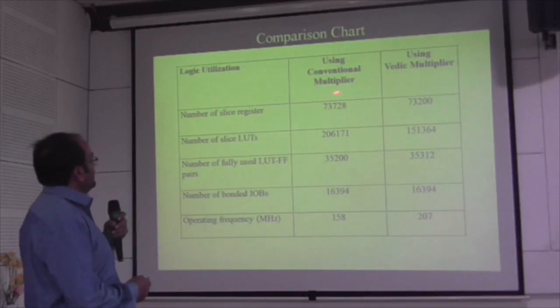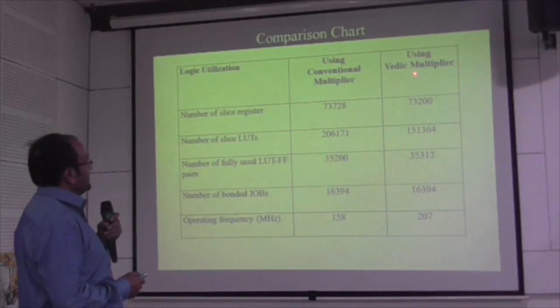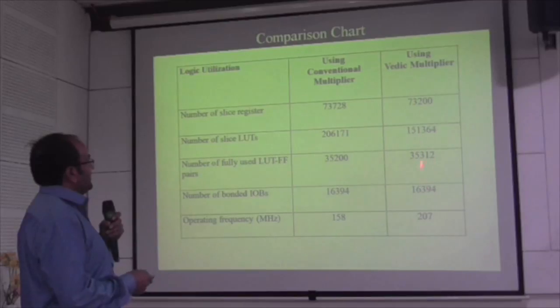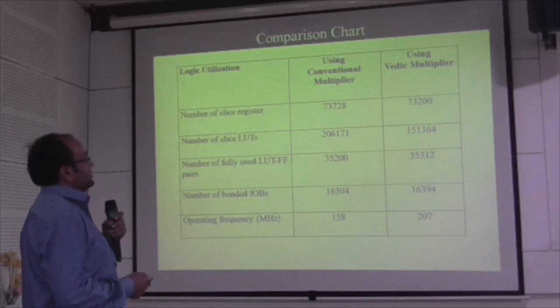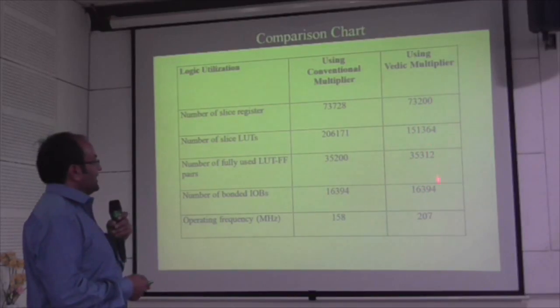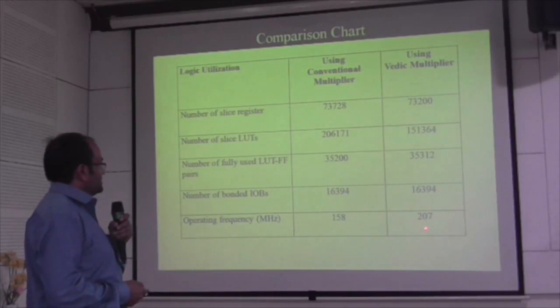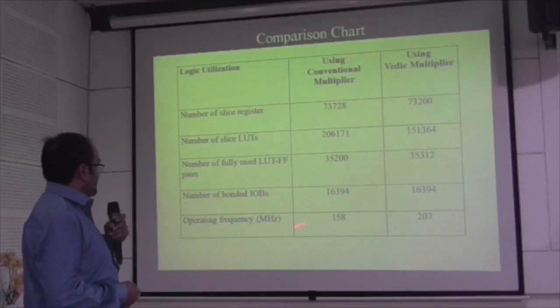So that I have compared with the complex multiplier using Vedic. Here I found the frequency is large and some hardware parameters are reduced. So area and power consumption are reduced, and the frequency is larger, at 207 megahertz.